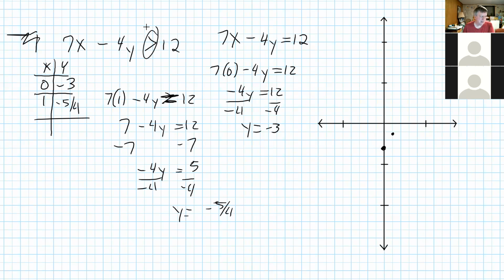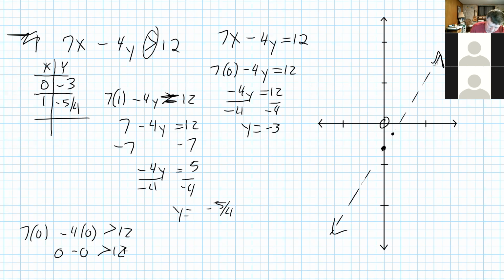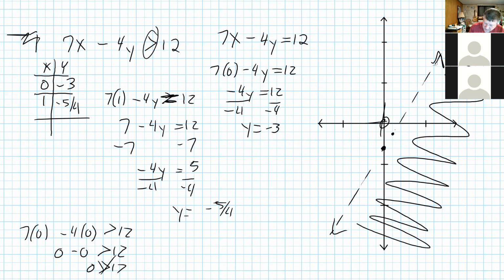Since this is not equal, since it's just greater than, we're going to have a dotted line. So let me make the dotted line going through those points. Then let's pick a test point. Let's try 0, 0. If x is 0 and y is 0, is the inequality correct? 7 times 0 minus 4 times 0 greater than 12. 0 minus 0 greater than 12, 0 greater than 12, no. So this is not the correct side, so this is the correct side. You all right with that?